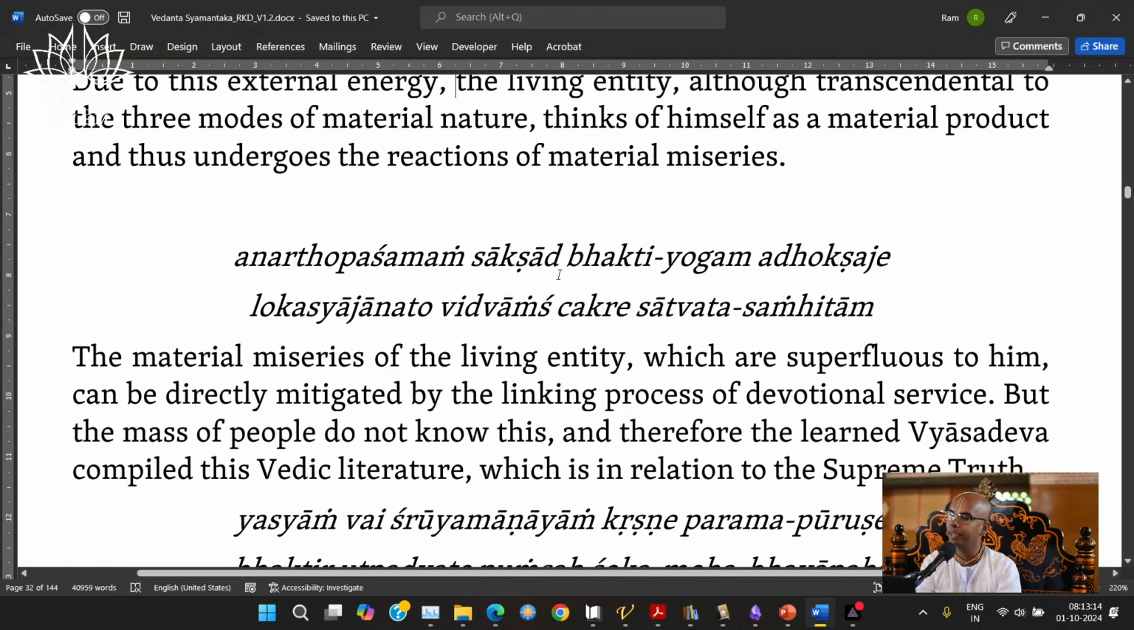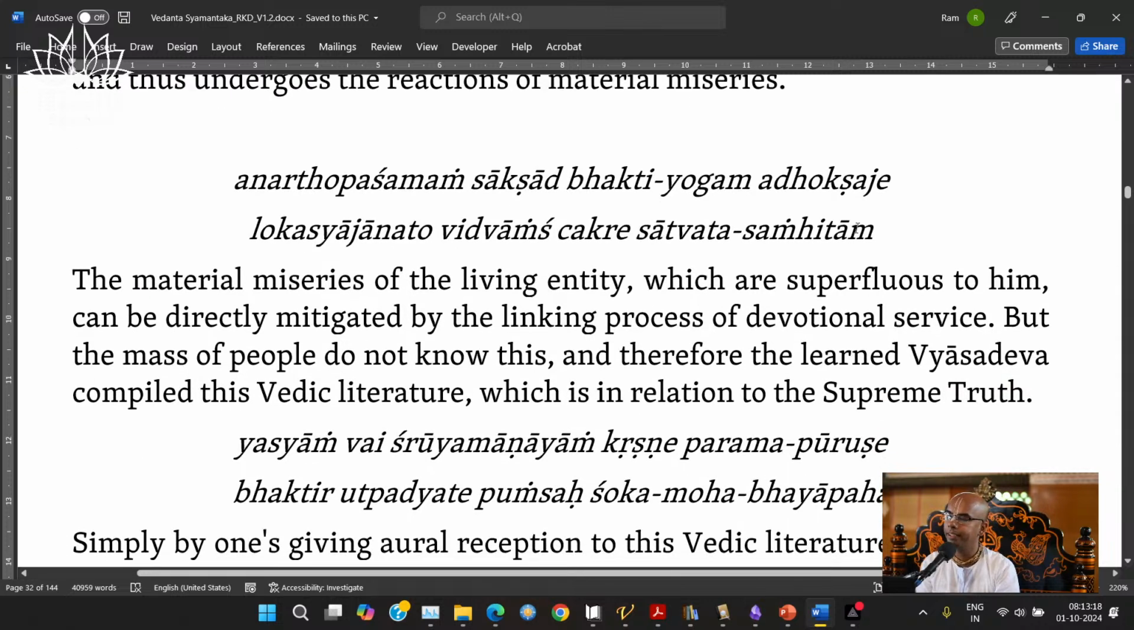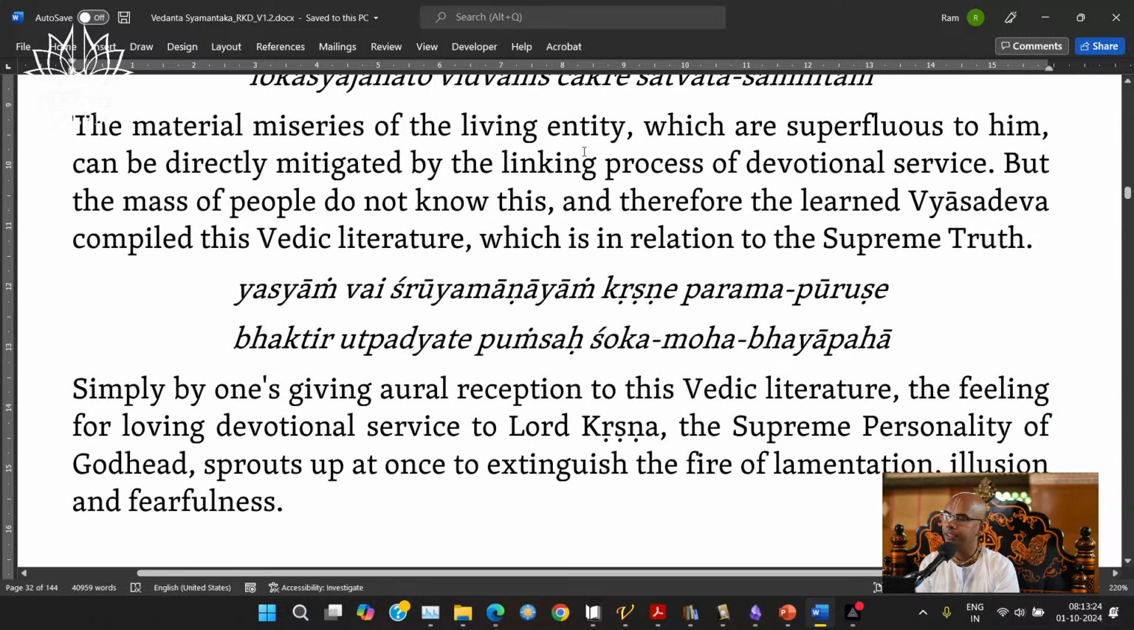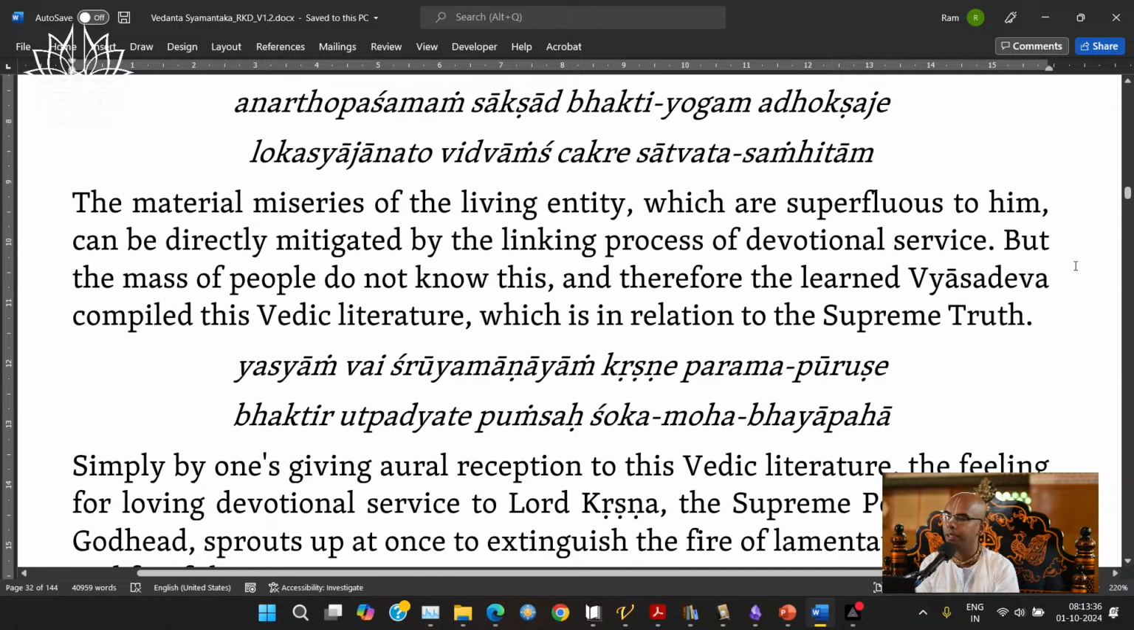Then, okay, how can the living entity come out of it? Anarthopashamam sakshad bhakti-yogam adhokshaje, lokasyajanato vidvamschakre satvata-samhitam. The material miseries of the living entity, which are superfluous to him, can be directly mitigated by the linking process of devotional service. But the mass of people do not know this, and therefore the learned Vyasadeva compiled this Vedic literature, which is in relation to the Supreme Truth.